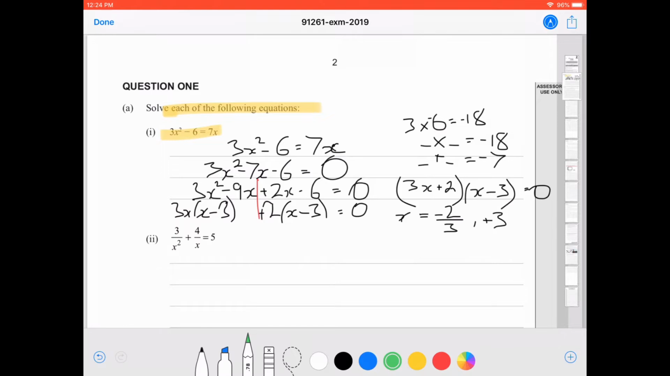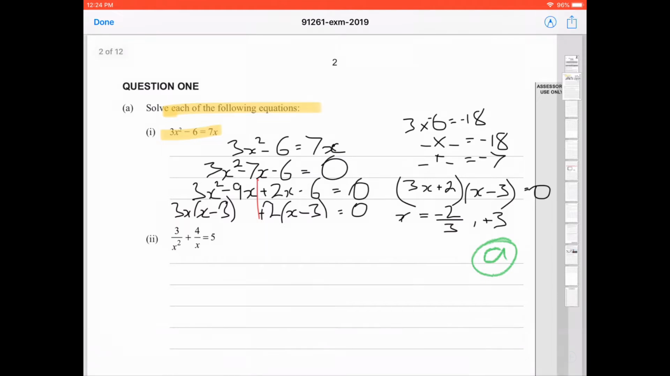Once again, you could just use the quadratic solver on your calculator and you'd still get full marks.